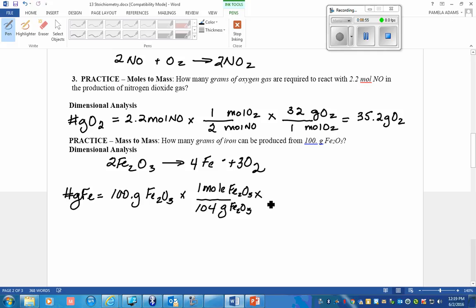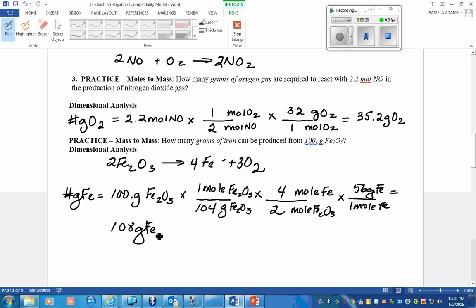And I know now that in my stoichiometry step, moles of Fe2O3 go on the bottom, and I know this because whatever's on top in this step will go on the bottom of this step. And I'm relating it to moles of iron. According to my balanced equation, 2 moles of Fe2O3 will produce 4 moles of iron, and 1 mole of iron has a molar mass of 56 grams. That means 108 grams of iron will be produced.